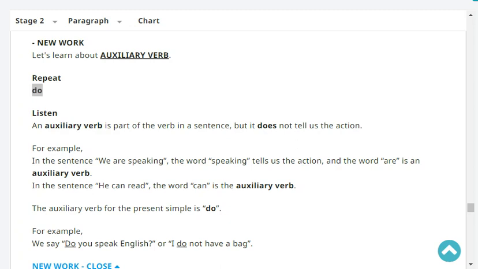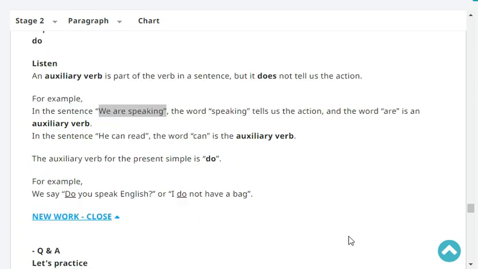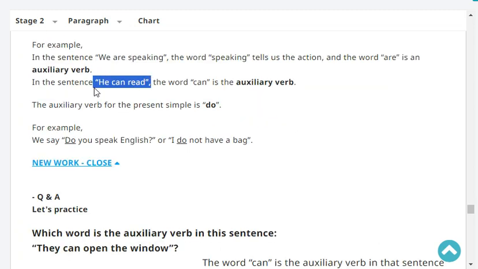Okay, listen. An auxiliary verb is part of the verb in a sentence, but it does not tell us the action. For example, in the sentence, we are speaking, the word speaking tells us the action. That's the verb. And the word are is an auxiliary verb. In the sentence, he can read, the word can is the auxiliary verb, and the word read is the verb. The auxiliary verb for the present simple is do. For example, we say, do you speak English? Or I do not have a bag.